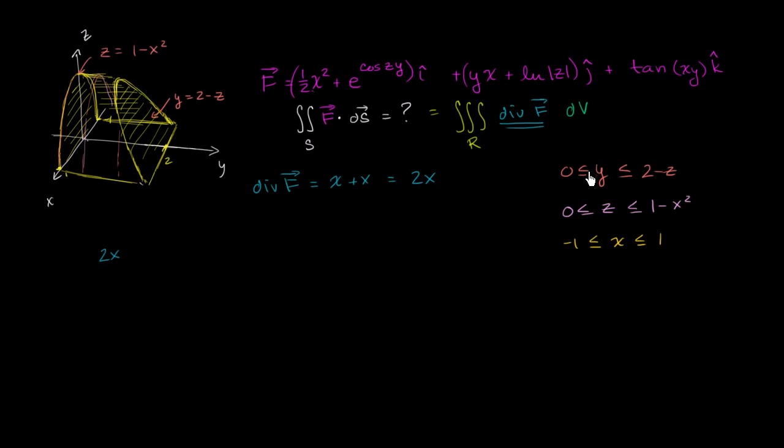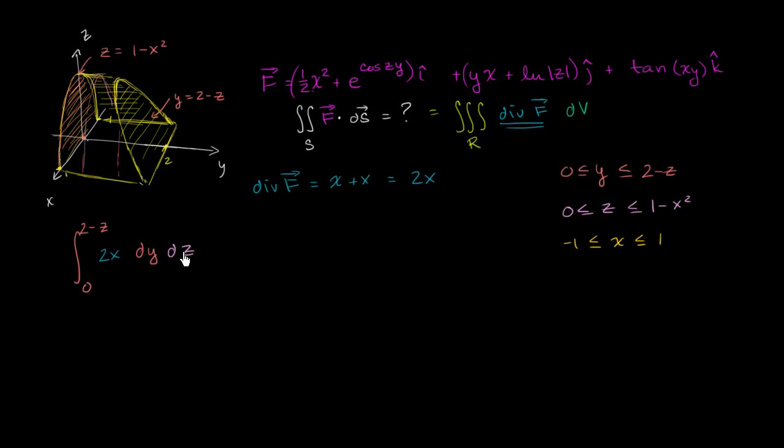And so this is probably a good order of integration. We can integrate with respect to y first, and then we'll get a function of z. Then we can integrate with respect to z, and we'll get a function of x. And then we can integrate with respect to x. So let's do it in that order. So first, we'll integrate with respect to y. So we have dy. Y is bounded below at 0 and above by the plane 2 minus z. So this right over here is the plane y is equal to 0, and this up over here is the plane y is equal to 2 minus z. Then we can integrate with respect to z.